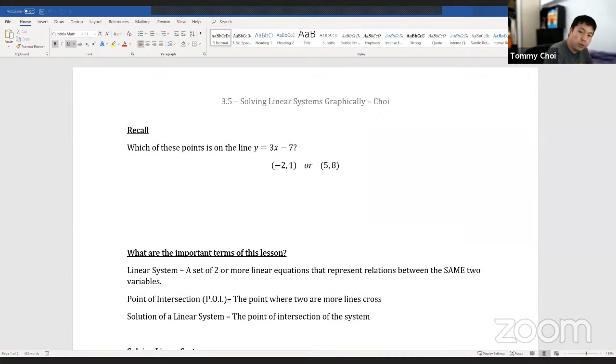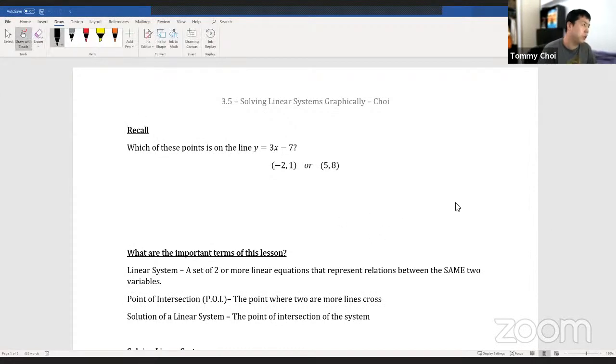So once again, we're going into our last lesson of our Unit 3, which is solving linear systems algebraically. Hello, Sina. So let's review first. Let's recall our information. If anyone wants to type in chat, feel free. When it asks us, which of these points is on the line, what is it asking us to do? How do we check if it's on the line? Anyone know?